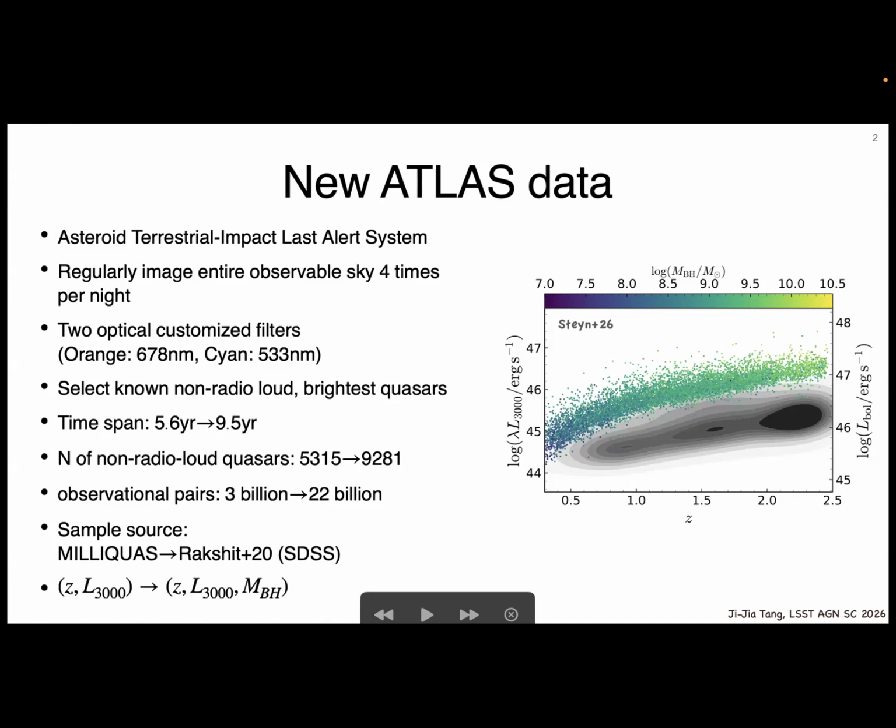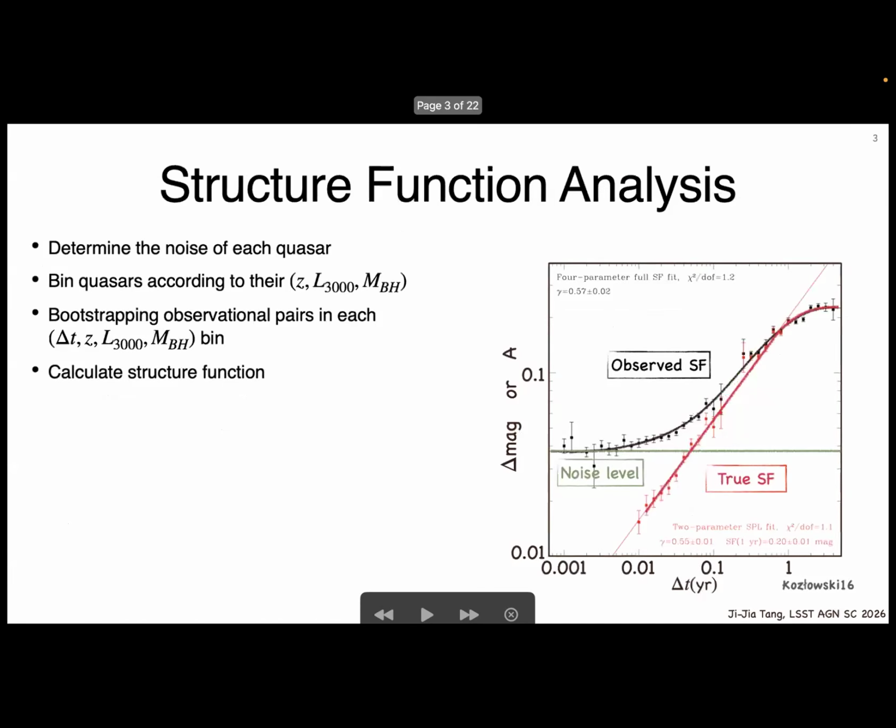So this time we have almost 9 years, more than 9 years of data, double the sample size to more than 9,000. This gives us more than 22 billion observational pairs for structure function calculation. And the sample source is adapted from SDSS, so we have the black hole mass information. This is the exact same sample used by Zach, who is going to give his talk on Thursday. So here's a distribution of the black hole mass, luminosity, and redshift of our sample.